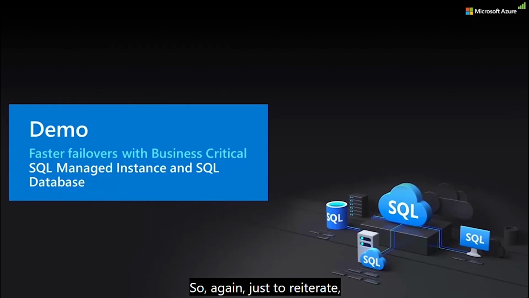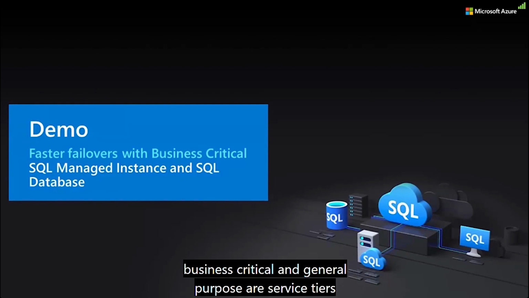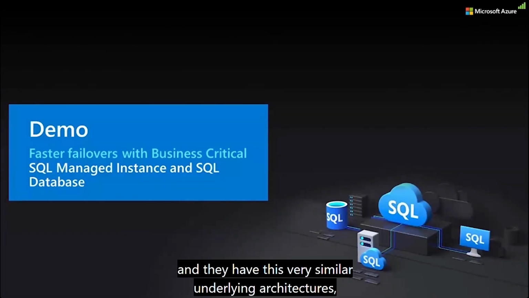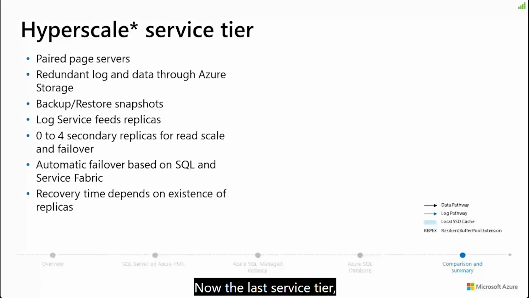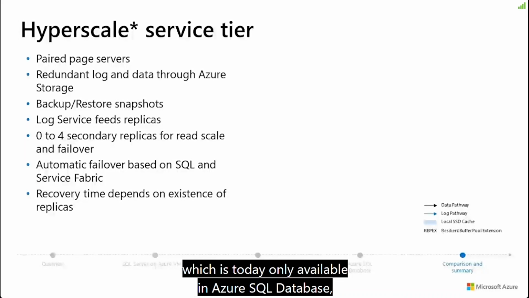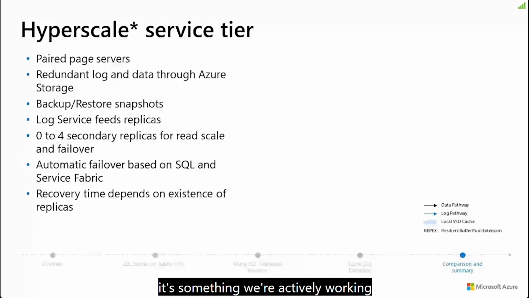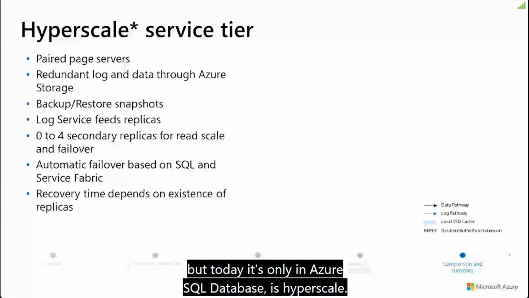So again, just to reiterate, business critical and general purpose are service tiers available in both Azure SQL Managed Instance and Azure SQL Database, and they have very similar underlying architectures, which we've seen today. Now, the last service tier, which is today only available in Azure SQL Database, is something we're actively working on in Azure SQL Managed Instance, but today it's only in Azure SQL Database, is hyperscale.